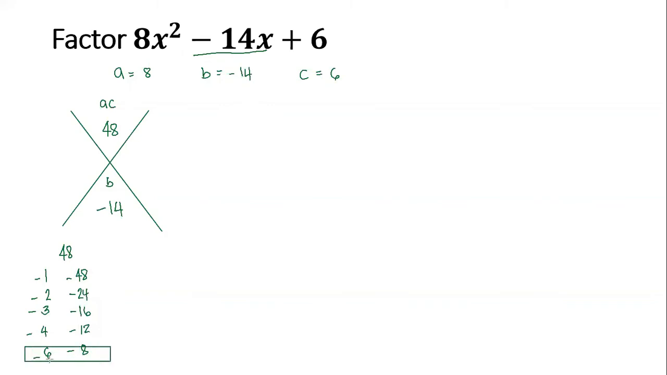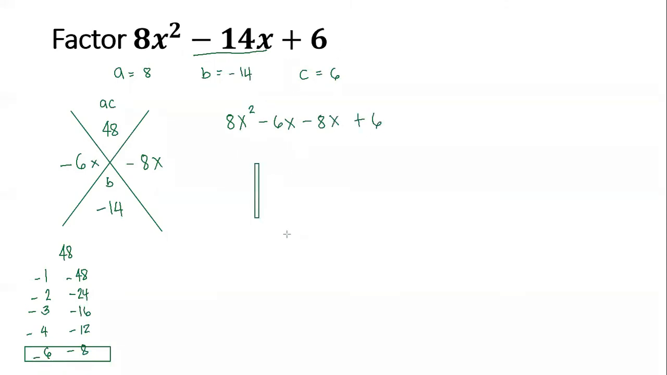Very good. So that would be the factors of 48 that when added together will be equal to negative 14. So let's write it here. We have negative 6x and negative 8x. So this time we're going to rewrite our equation into 4 terms. So we have 8x squared minus 6x minus 8x plus 6.